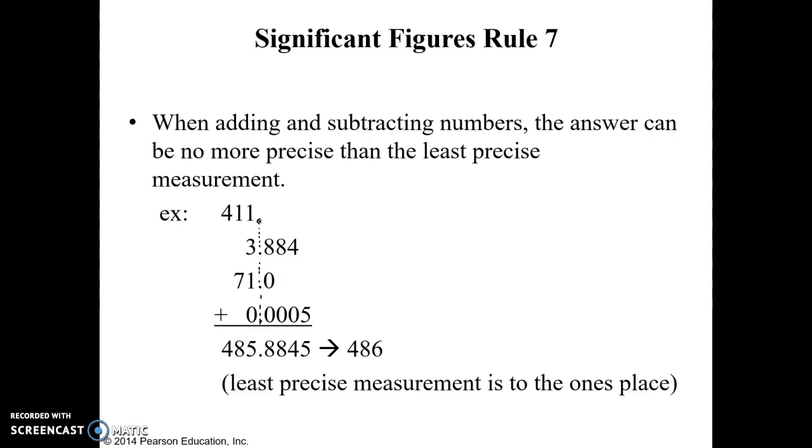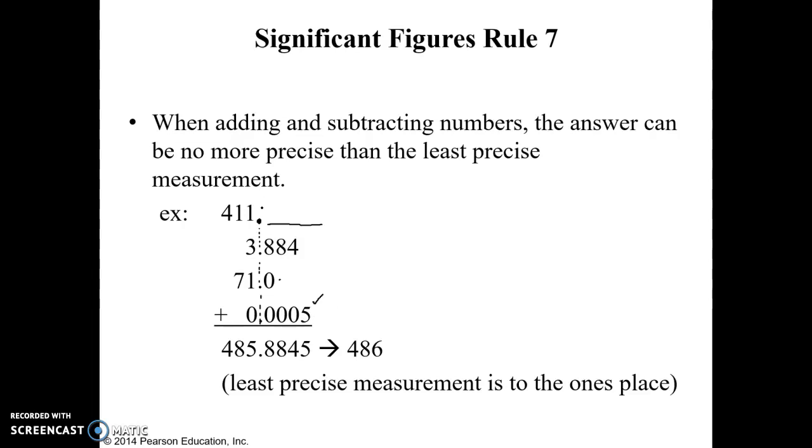So right here, this 411, it ends right there. There are no significant figures trailing that decimal point. Now the 3.884, it has 3 significant figures past the decimal point. This one has 1 significant figure past the decimal point. This one has, well, the trailing zeros are not significant, but the 5 is, and that's in the, what would that be? Tenths, hundredths, thousandths, 10,000ths place.